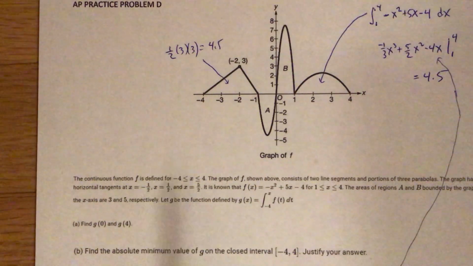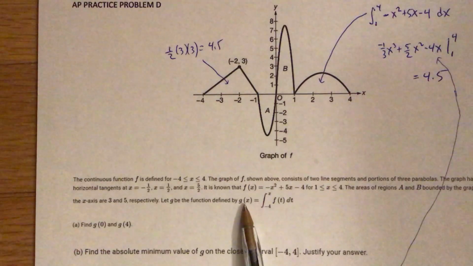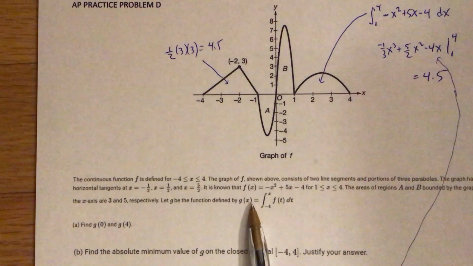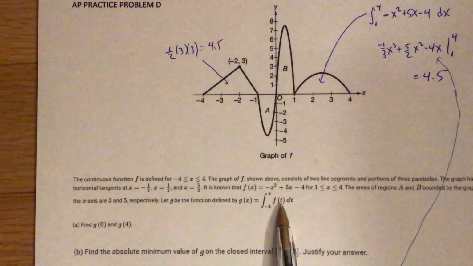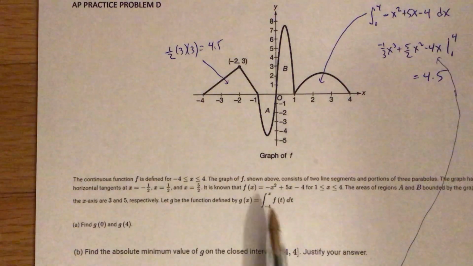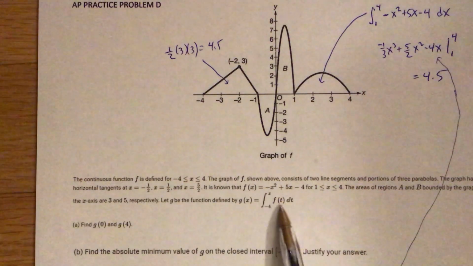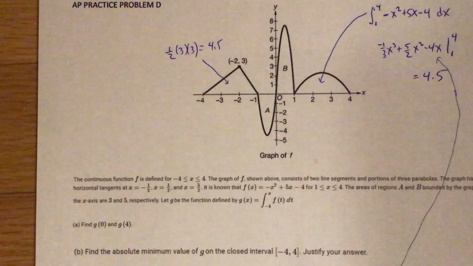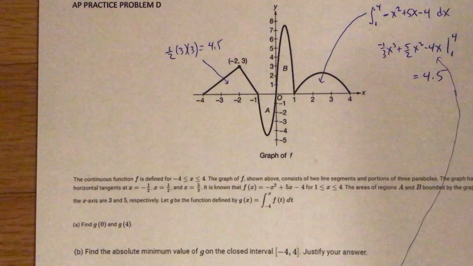And I think the very last thing finally is they sneak in another function on here. G of x is the area of f. So if you want the value of g, it's based on the area from -4 of whatever f is. All right. So let's start looking at the questions they asked.